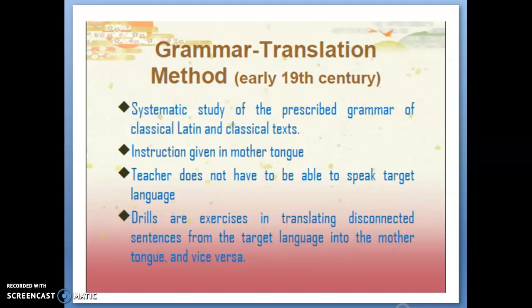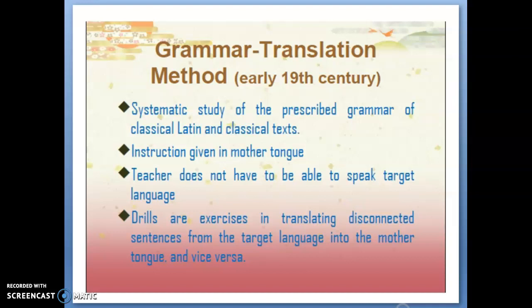Well, this method emphasizes grammar only, and then the explanation in classroom situation is in mother tongue. For example, in Indonesia, the teacher explains the English materials in the Indonesian language, not in English as a target language.